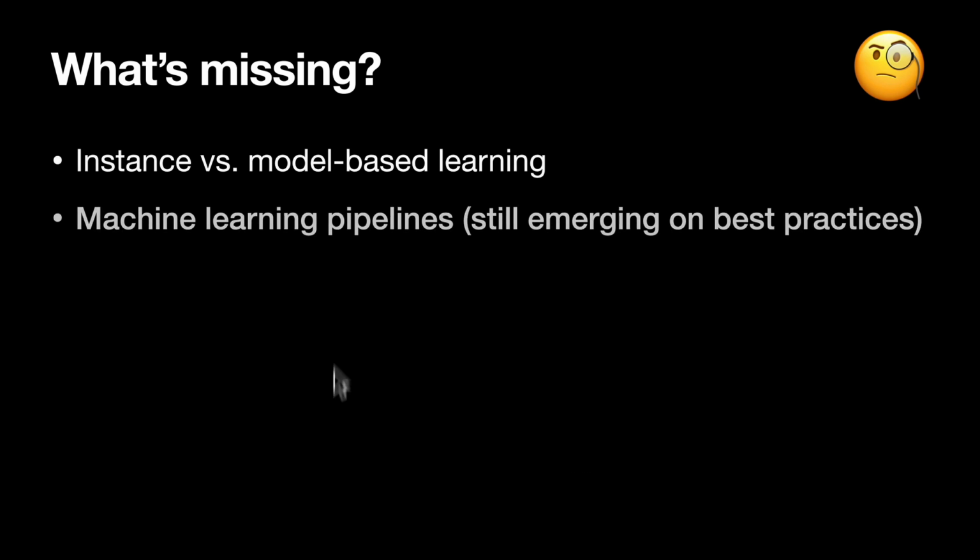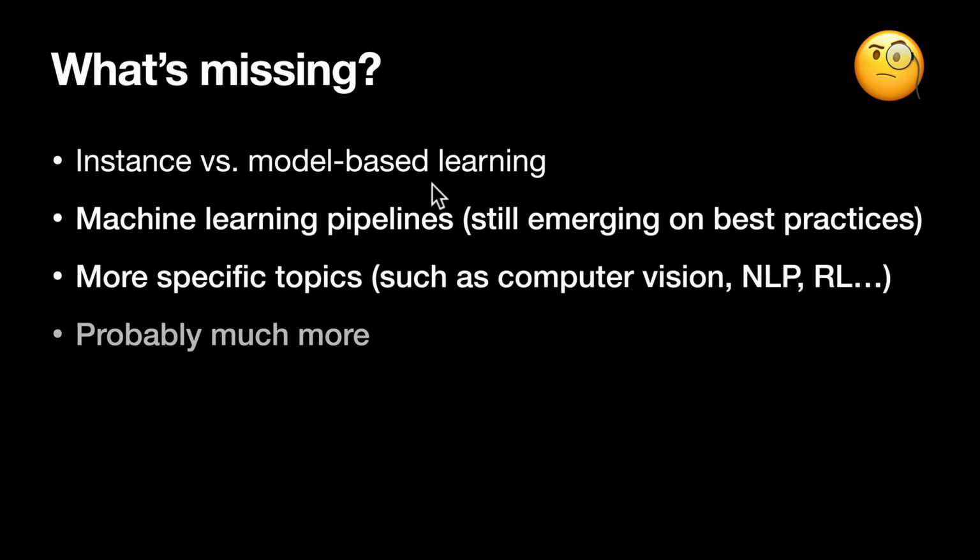What's missing? Instance-based and model-based learning. There's another type of learning that we didn't cover. We could have actually covered that. It's not too difficult, but that's all right. Machine learning pipelines, still emerging on best practices. More specific topics such as computer vision, NLP, and RL. We did hint at these, but I wanted to cover the real foundations that you'll find across the majority of machine learning projects. And then, of course, probably much more.